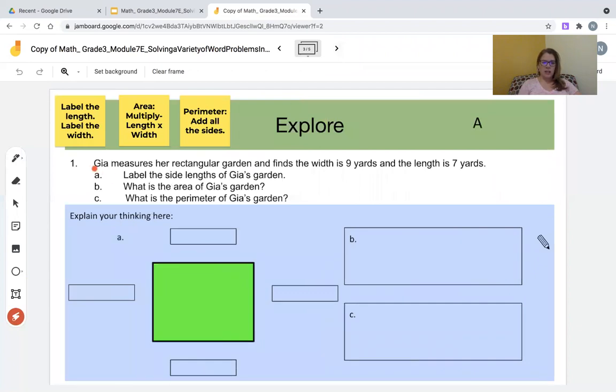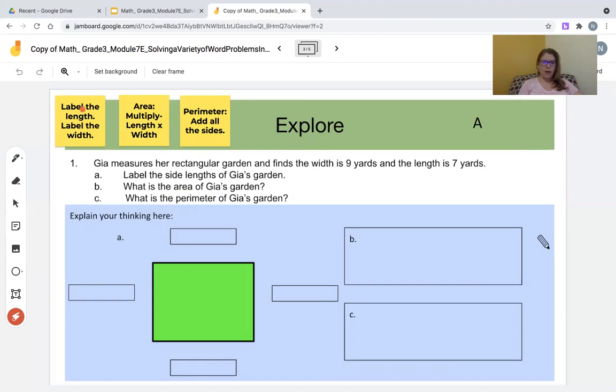The directions state, Gia measures her rectangular garden and finds the width is 9 yards and the length is 7 yards. A, label the side lengths of Gia's garden. B, what is the area of Gia's garden? C, what is the perimeter of Gia's garden? Use these sticky notes as to-do steps today.